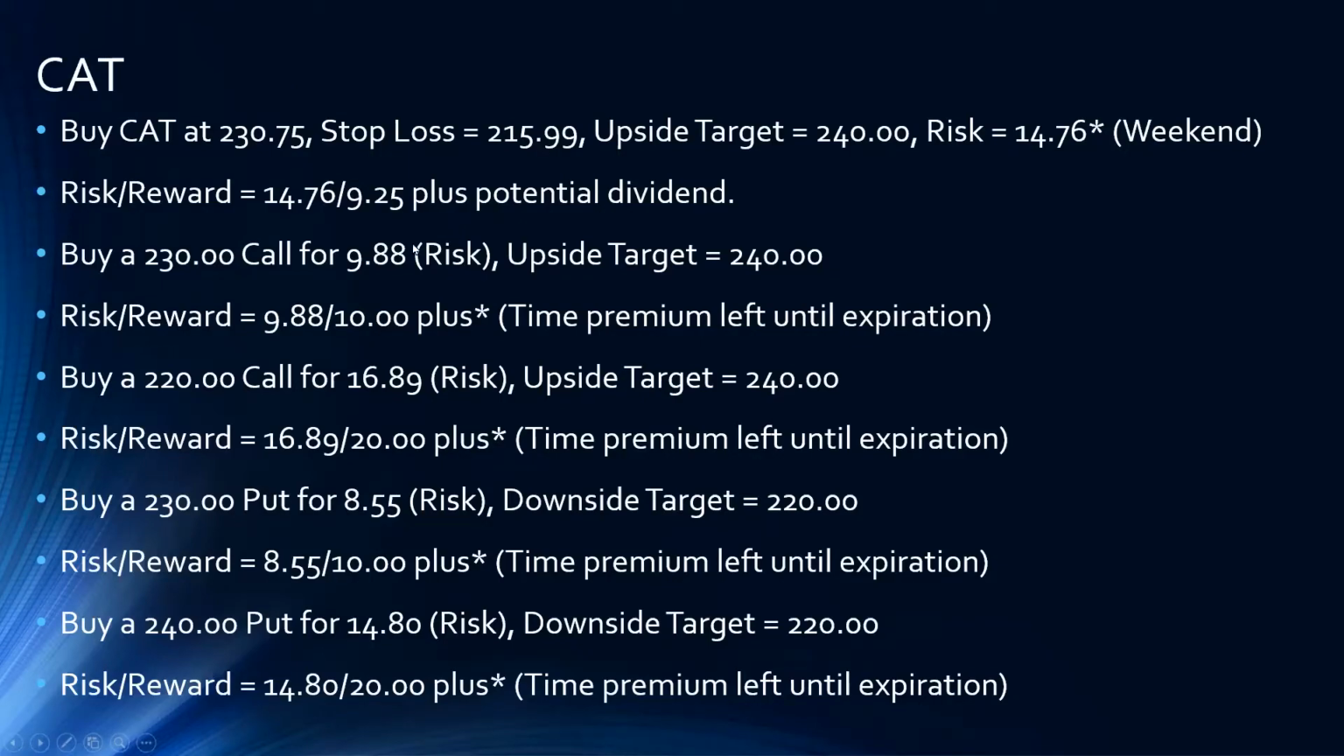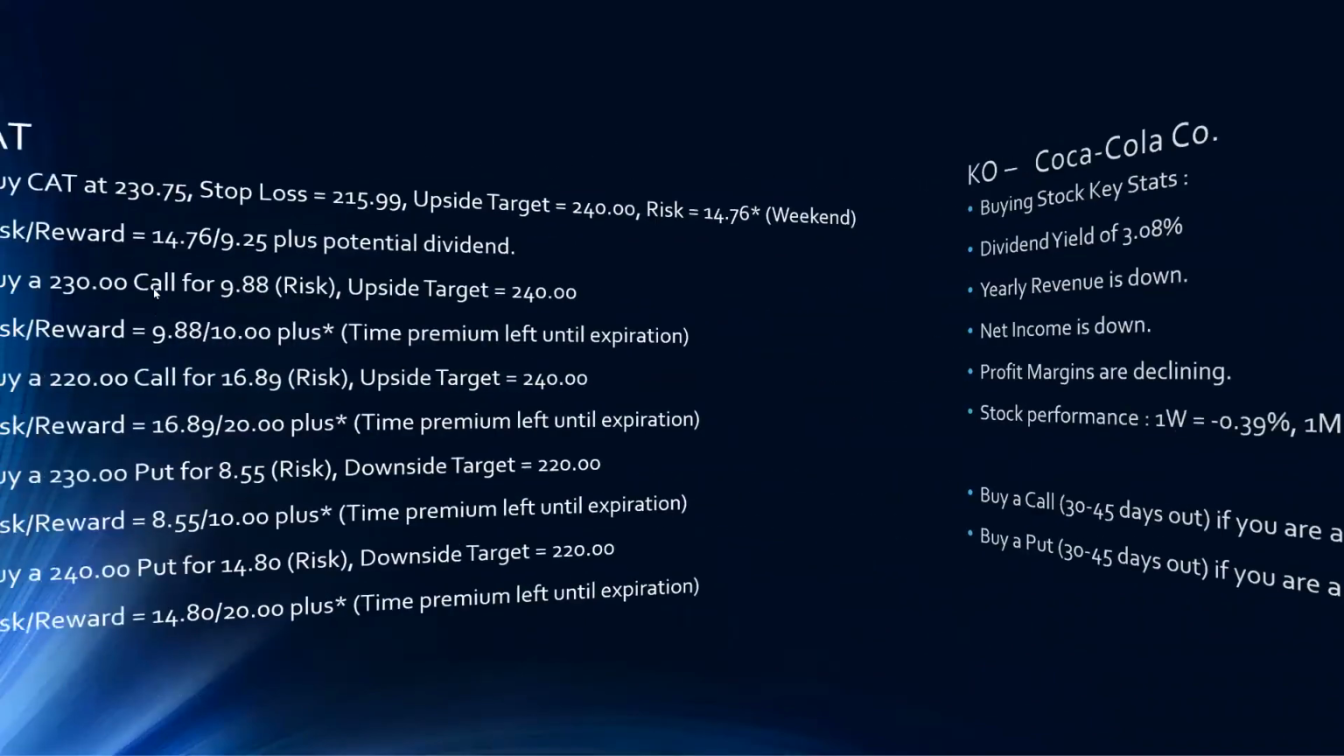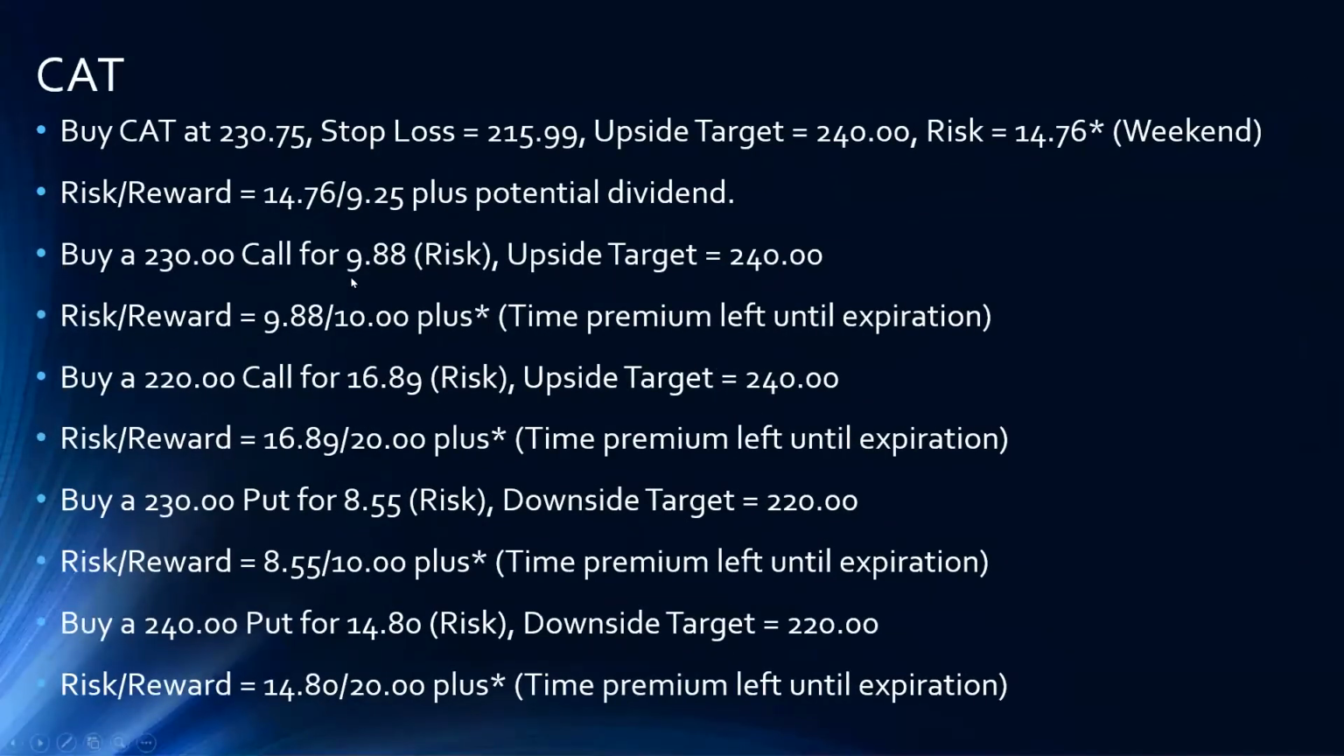But that doesn't mean you can't trade Caterpillar. That's what options are for. So if you buy the 230 call for 988, you know that's your risk. Your upside target is 240. Your risk reward here is almost 1-to-1. It's 988 to 10 plus the time premium. So here you would have some potential reward on this option right here.